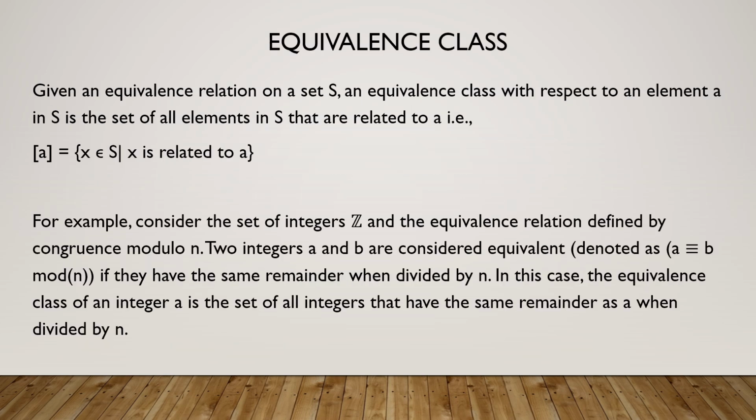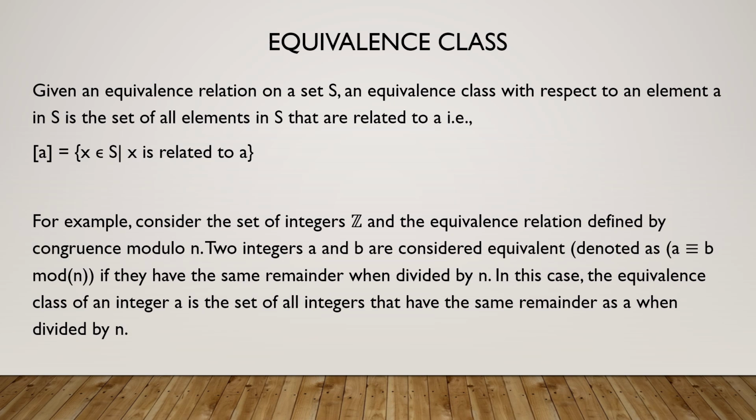Now, based on the definition of equivalence relation, we define equivalence class. Given an equivalence relation on a set S, an equivalence class with respect to an element A in S is a set of all elements in S that are related to A. It is denoted by square bracket A. Square bracket A means the equivalence class generated by the element A. It will have which elements? It will have all those elements of S such that X is related to A. The set of all the elements related to A.